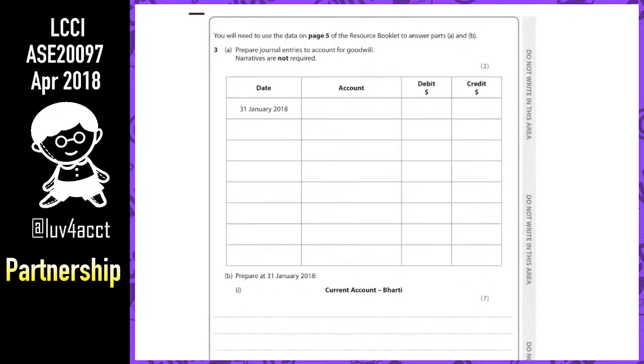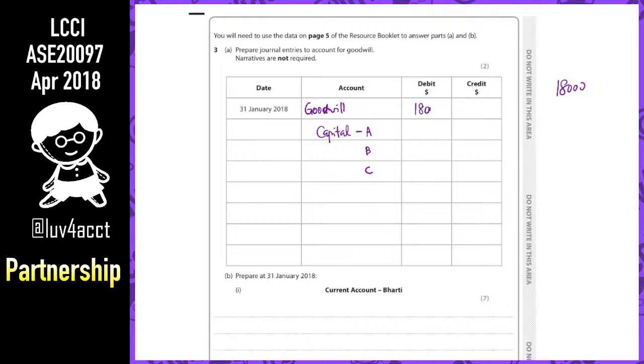So, 18,000 goodwill. Okay, so first of all, we have the creation of goodwill: debit goodwill, and then credit capital of A, B, and C. I do not want to write the names, just let it be.